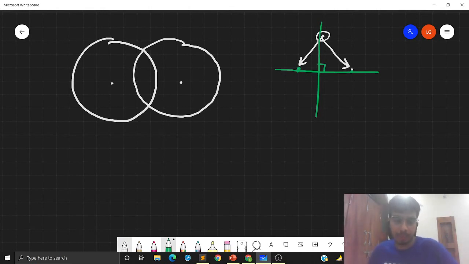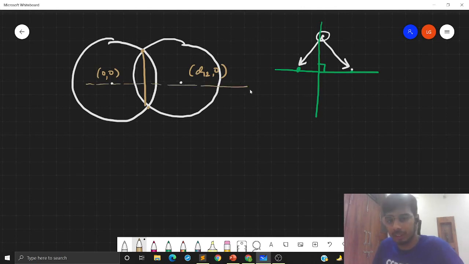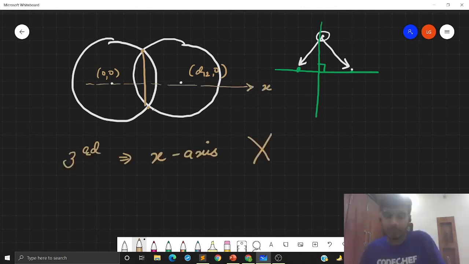So what is the perpendicular bisector in this case of these 2 points? Remember that this is 0, comma 0 and this is d12, comma 0. So the perpendicular bisector of these two lines is nothing but the x-axis. So if the third point lies on the x-axis, it will not be able to uniquely say which point we should consider as our ith point.